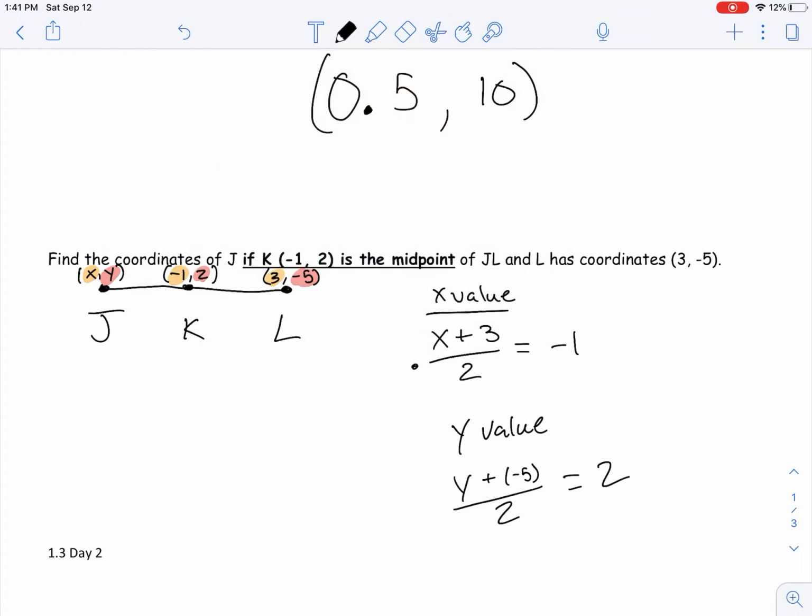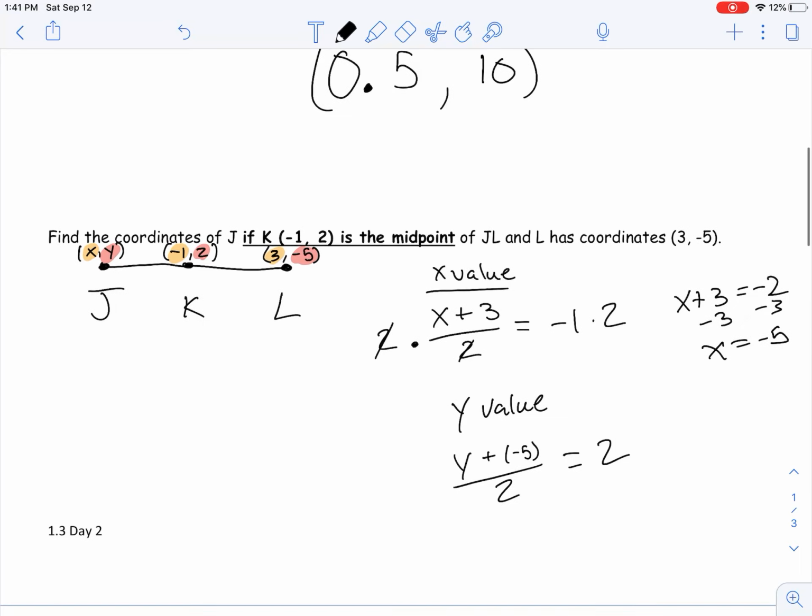If you remember how to solve here, we have to multiply both sides by 2 first. So those 2's will cancel, and we'll get x plus 3 equals negative 2, minus 3, minus 3, x equals negative 5. So it's just algebra solving there. If you have questions with that, you're going to have to ask in person. So that's our x value, negative 5, which means that would go right there.